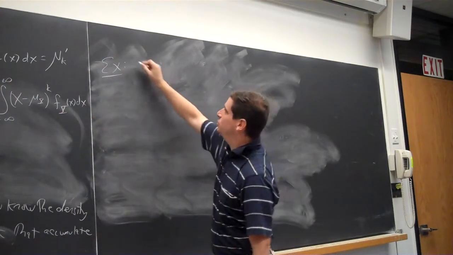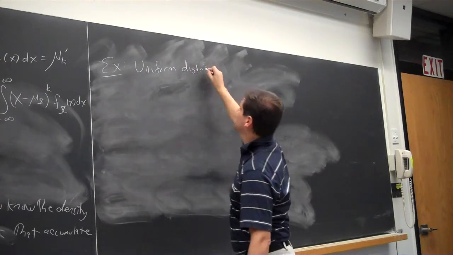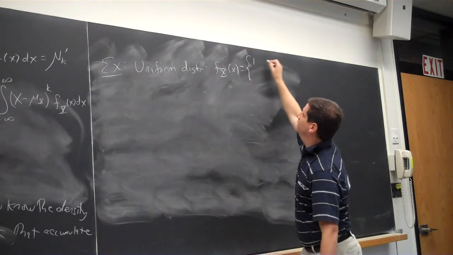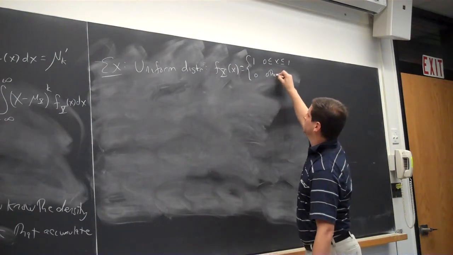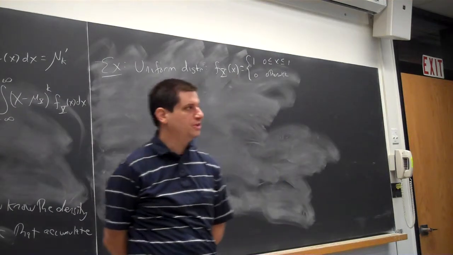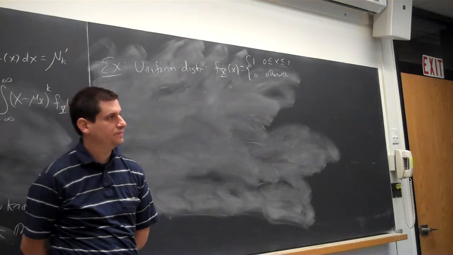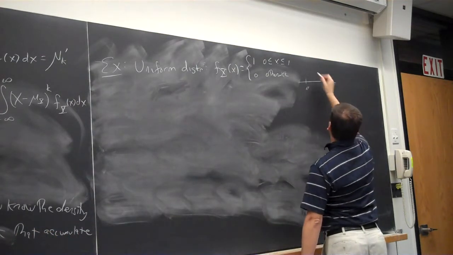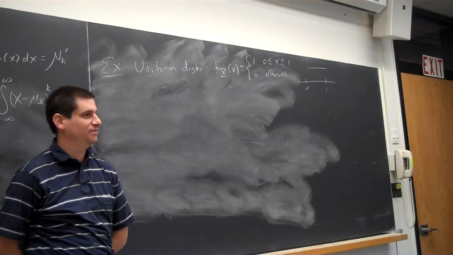So let's look at the uniform distribution. So f_X(x) will be 1 if 0 is less than or equal to x is less than or equal to 1, 0 otherwise. What do you think the mean or the average value of this is? 1/2, right? This is symmetric up the wazoo, right? 0, 1, right? The mean should just be 1/2.